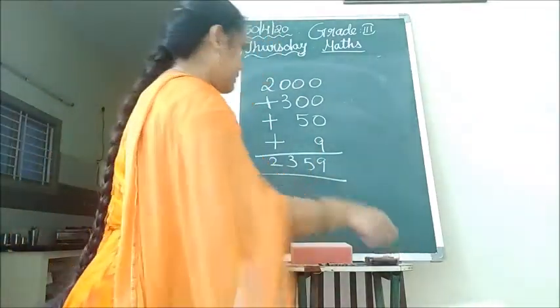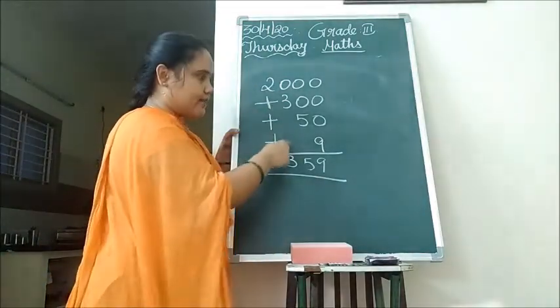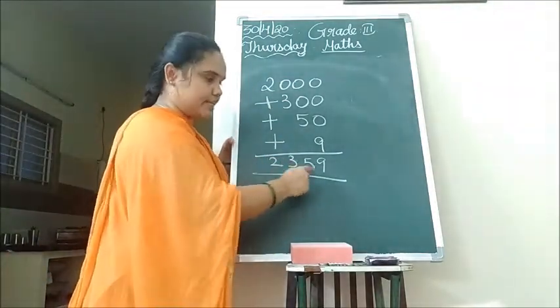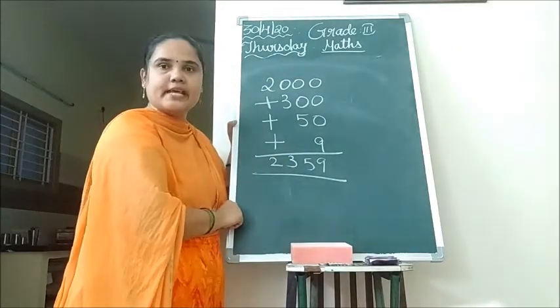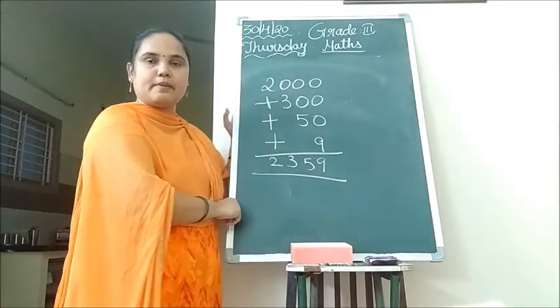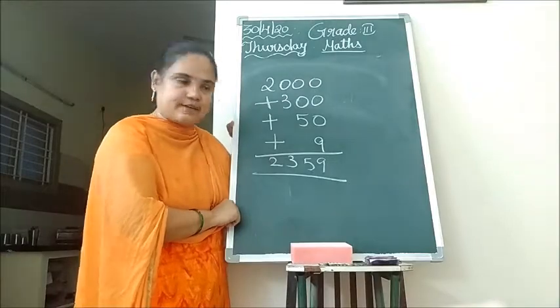Okay children, here we wrote the place value of each note. Sum of place values is called expanded form. Next our topic is expanded form. Expanded means nothing but writing the number as the sum of place values.